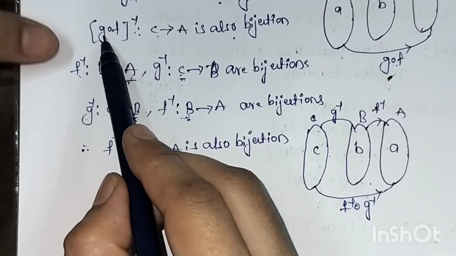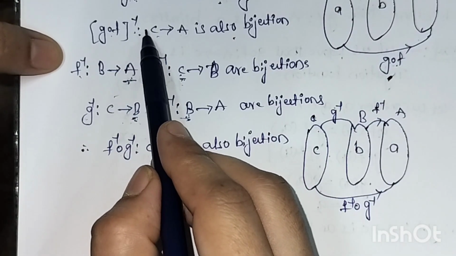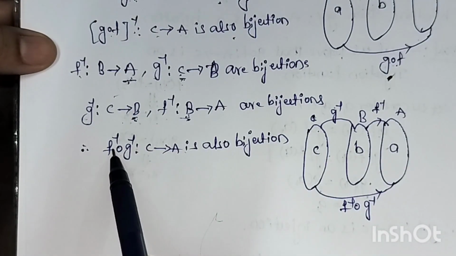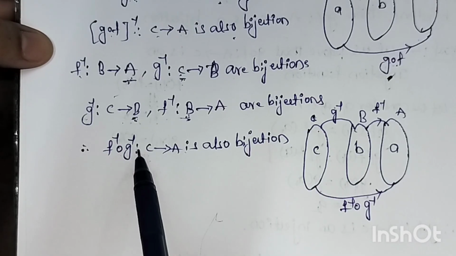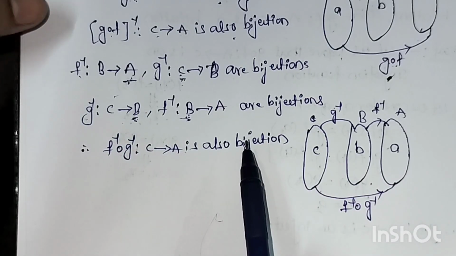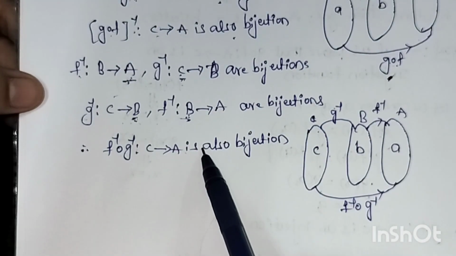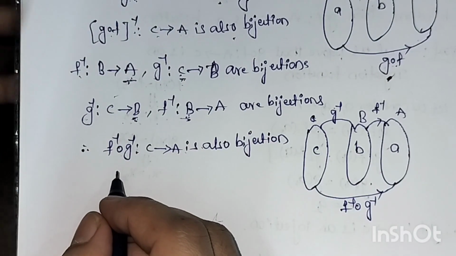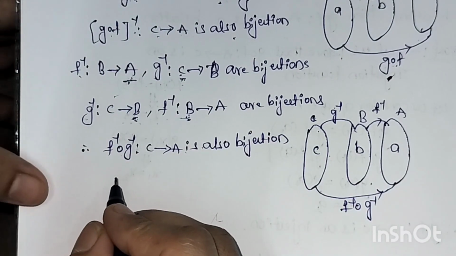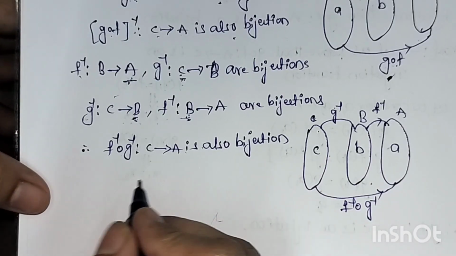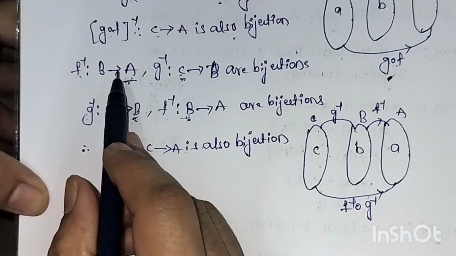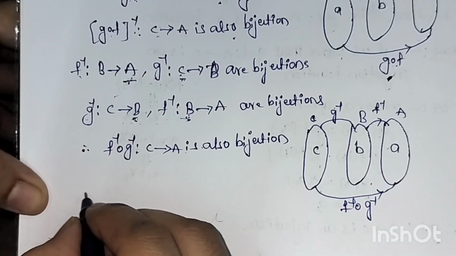We have to prove G circle F whole inverse C to A is also a bijection. F inverse circle G inverse maps C to A is also a bijection. We proved these two are equal. Now we have to prove the domain is the same. Their domain is the same.